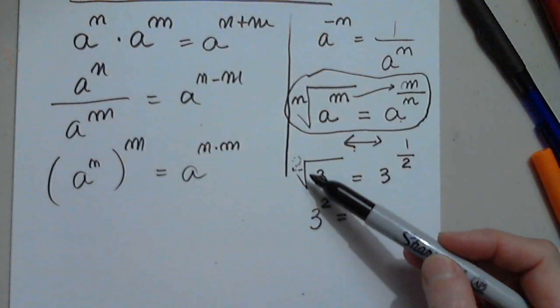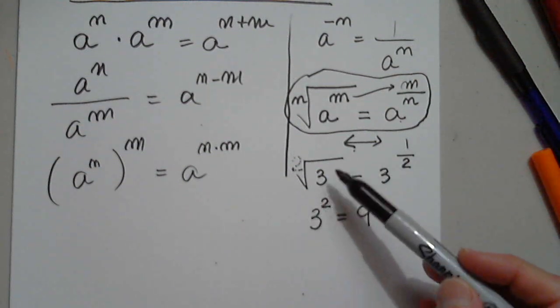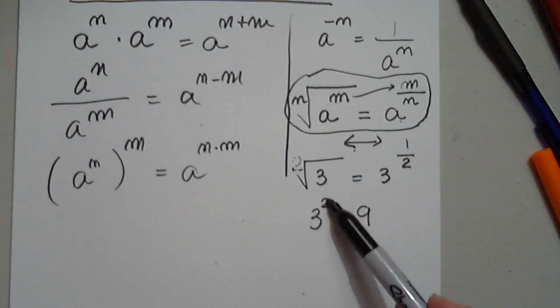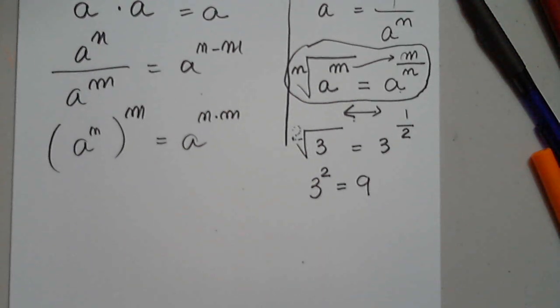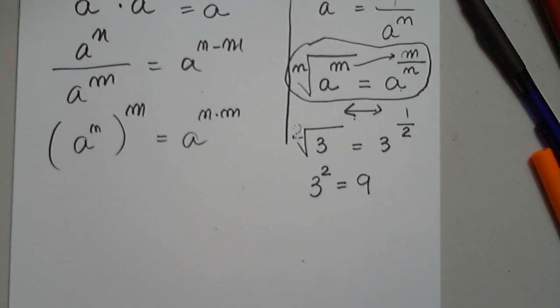So please remember, the square root of 3 is 3 to 1/2. 3 squared is 9. They have nothing to do with each other. Perfect. Okay. So I would like us now to pick some problems and practice this, just a few.